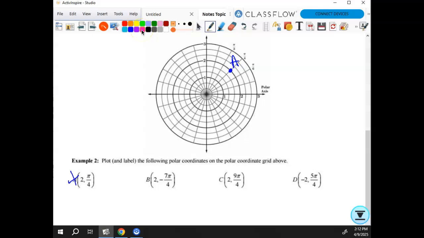What quadrant does negative 7 pi over 4 land in? The first. Good. So I'm going to be in the first quadrant. I'm going to go to 2. I'm going to rotate around to negative 7 pi over 4, and look where I land. The exact same spot.